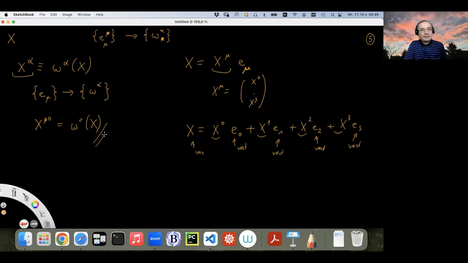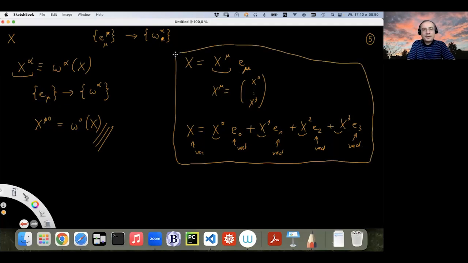But this is more of a computational trick we may use sometimes. Let's stick to this definition more often. So we just have a vector space, a four-dimensional vector space. We've got four vectors which define the basis, and we perform the decomposition. And this gives us X mu with mu on the top, so defining a vector.